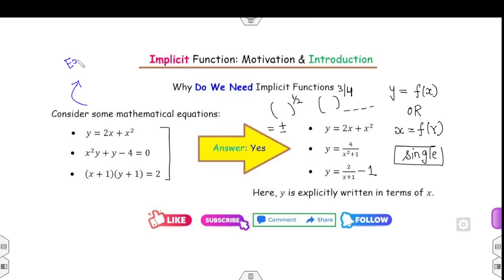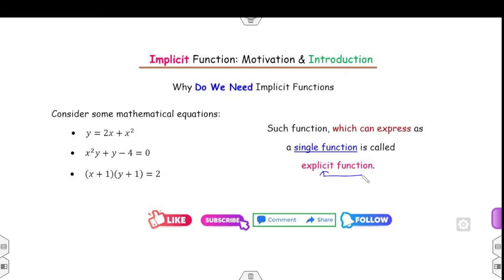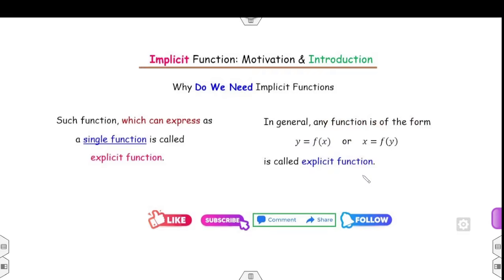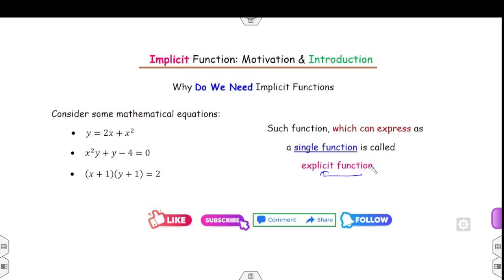If you can write any equation in the form of a single function, and that equation is called an explicit equation. Fine. And the corresponding function is called an explicit function. Fine. In general terms, if you can write y as a function of the x or x as a function of the y, such equations or such functions are called explicit functions. So all these three examples are my explicit equations or explicit functions.